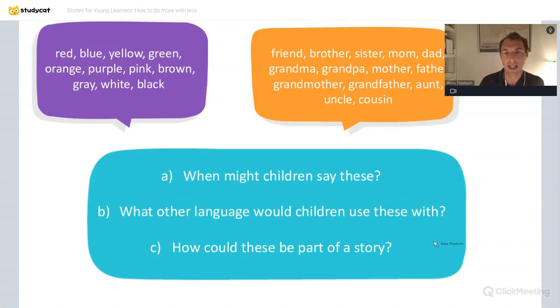And finally here, any ideas for how this could be part of a story? Okay, so great. And so Anne says, yeah, talking about their family. Dave says, yeah, telling friends who is in their family. Great. So maybe making introductions. Maybe one time that you might talk about people in your family.